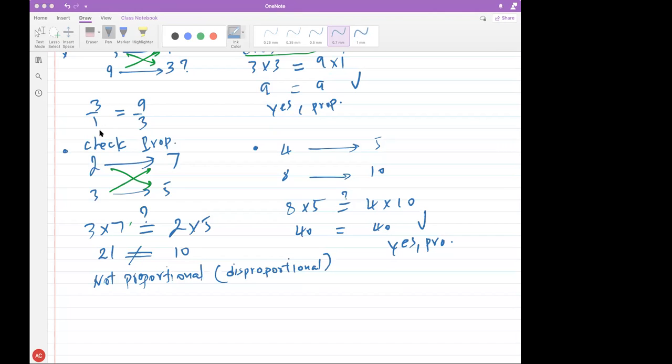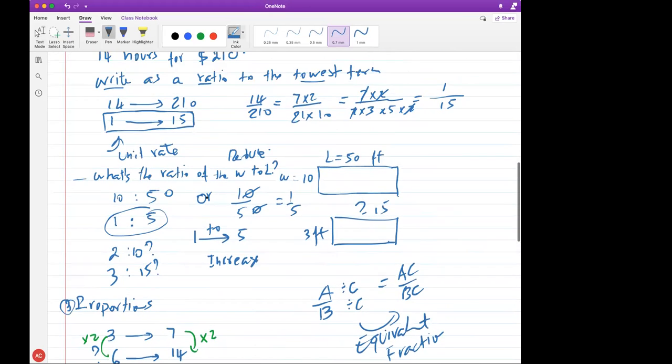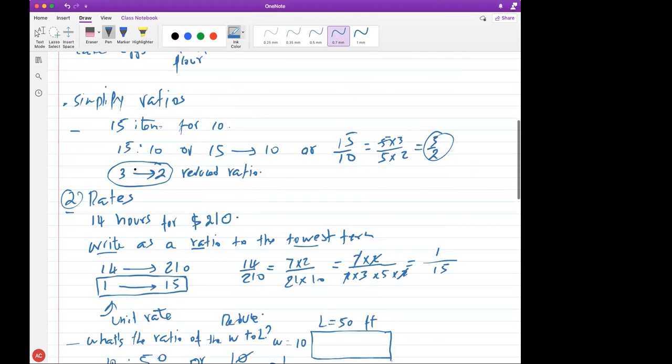Can you also just do division? In the rate, when you did 14 hours for 210, you can do the division, yes. If you're looking for the unit rate, you divide one by the other. But if you're just reducing it, for example, here, we didn't have to divide 3 by 2. We left it like this, 3 to 2. This is the reduced, the lowest ratio. But if you want to get the unit rate, you divide this, and it will be 1.5.